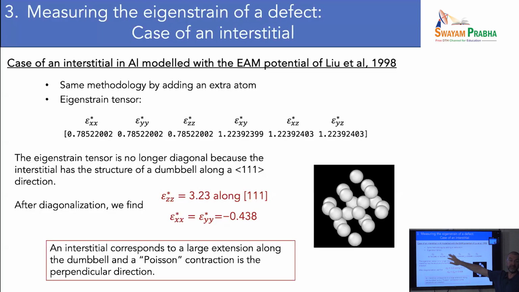But if you diagonalize this matrix to find the principal components, you see that indeed there's one eigenvector along the dumbbell, along the 1-1-1 direction, and the eigenvalue is 3.23. And then there are two other eigenvectors that are perpendicular to that direction with the same value, and it's negative 0.438. So you have a very large elongation along the 1-1-1 direction and a sort of Poisson contraction in the x and y directions of this value. These numbers obviously will depend on the potential, the system, and so on.